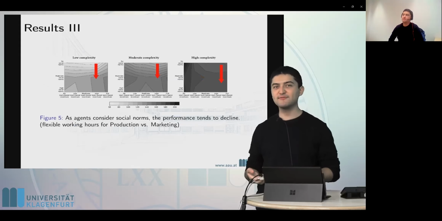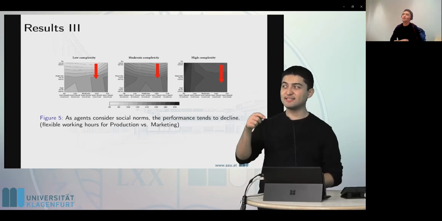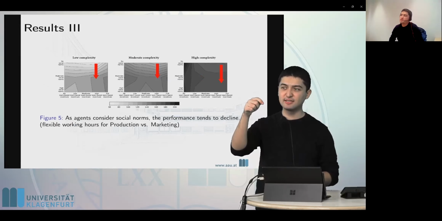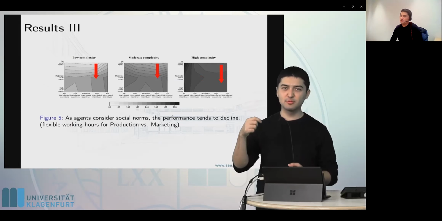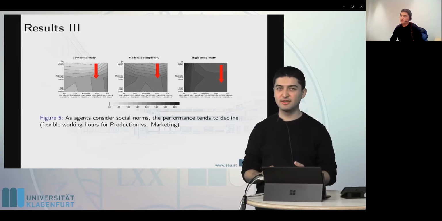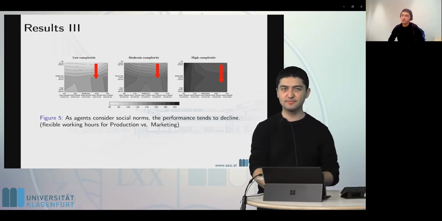Here, this is the answer to our first research question. How do the social norms affect the performance? And we can see that as the agents start getting down on the y-axis, meaning considering social norms as more and more important, the graphs get darker and the performance drops. This is the first finding.